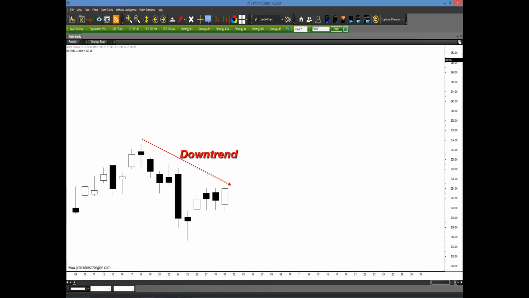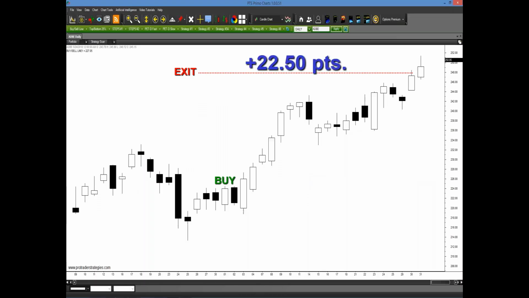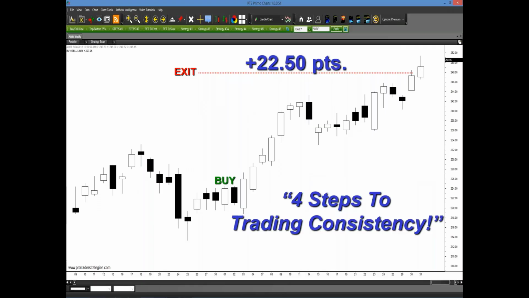But with the 4 steps I'm going to be teaching you today, you would have known we were not in a downtrend at all. In fact, we were actually in an uptrend. And therefore, the next step would have told you you could have possibly purchased right here. You would have known where to place your stop and ultimately where to place your exit point with a profit. And as you can see in the following days, you could have potentially captured 22.5 points, all by simply applying these 4 steps. So this is what we're going to be talking about today, 4 steps to trading consistency that once again you can apply to any market, any time frame.